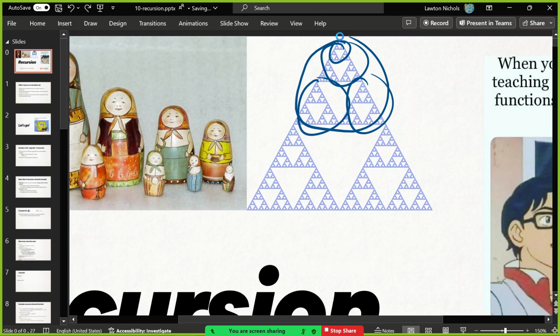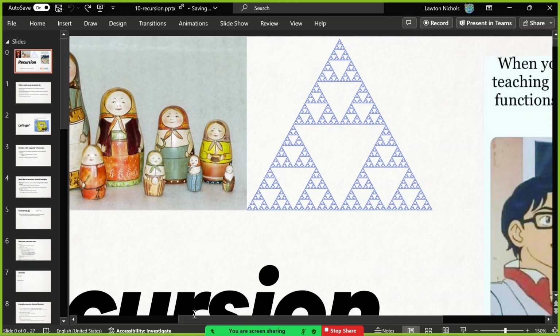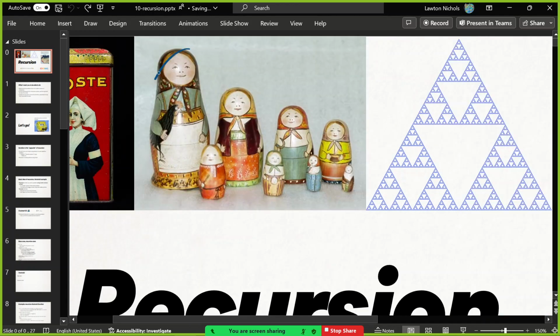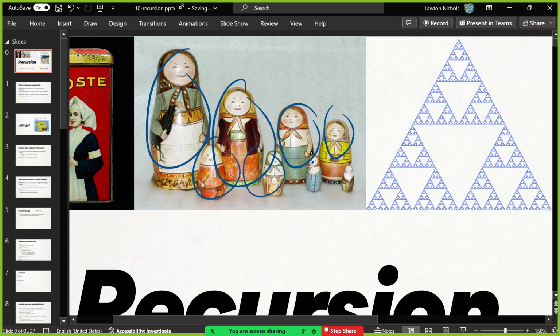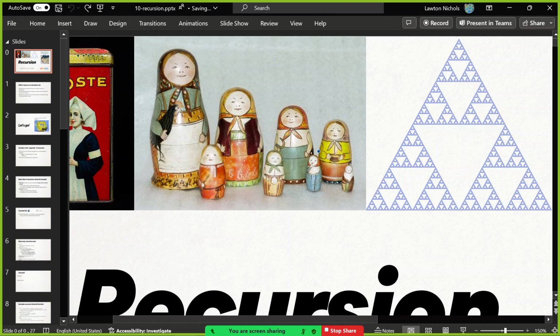That's recursion. These Russian stacking dolls. You got a doll, but if you open that up, you find another similar looking doll. And it just keeps on going smaller and smaller and smaller. But you do have a smallest doll. That's probably the best example of recursion. You find the same thing inside of itself.